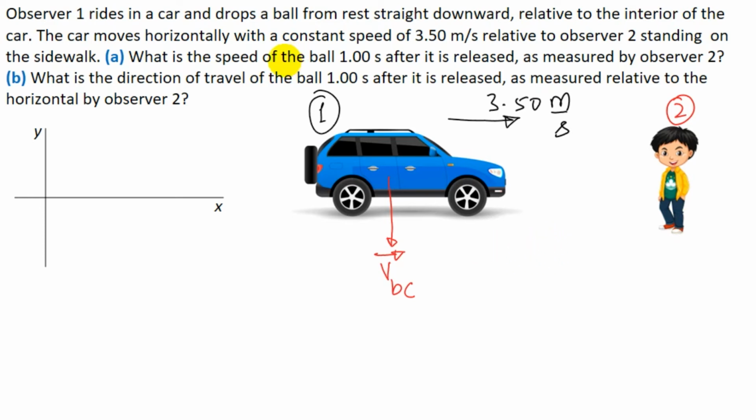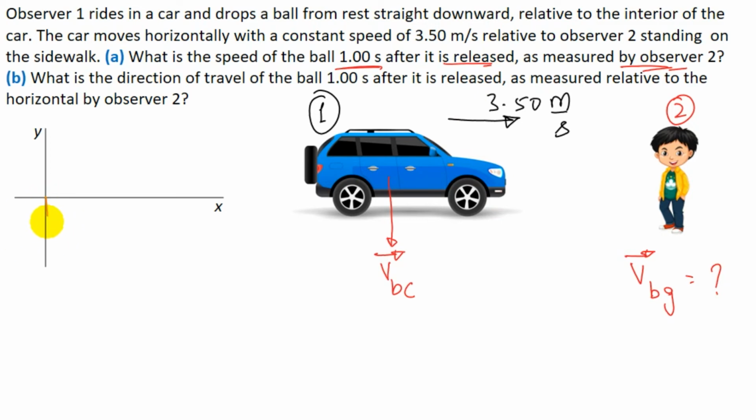Now in the A part, what they're asking is the speed of the ball 1 second after it is released as measured by the observer 2. Now observer 2 is standing on the ground, so we'll be calculating the velocity of the ball relative to ground, and the magnitude of this velocity will tell you the speed. Now let's try to figure out the vector diagram.